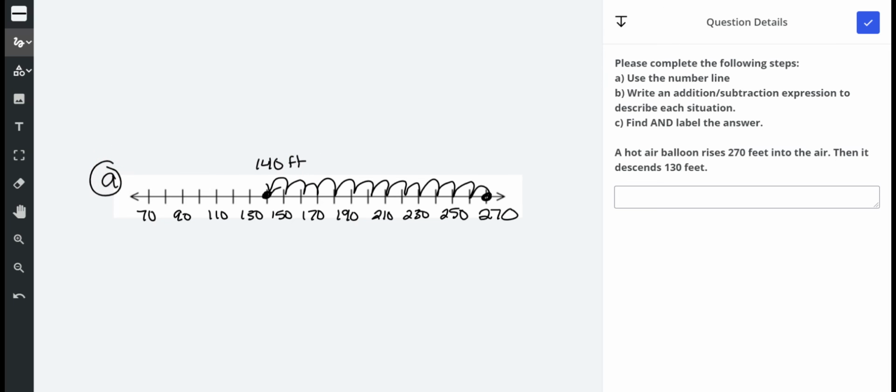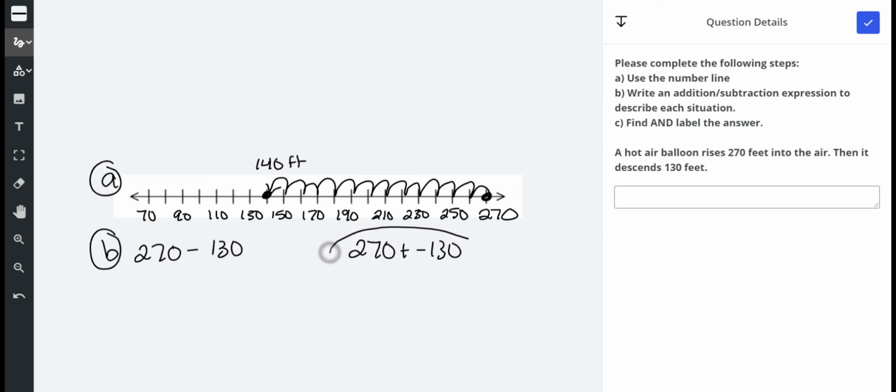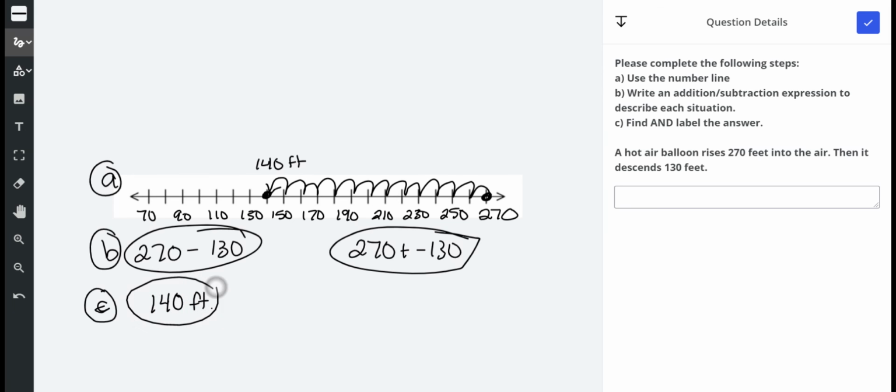So here's letter A. For letter B, we're going to make the addition or subtraction expression. So 270 minus 130. And I know it's subtracting 130 because descending means we're going down. You could have written it also as 270 plus negative 130. Both are appropriate ways of answering that. Letter C is to find and label the answer. Well, 270 minus 130 gives me 140 feet. Or 270 plus negative 130 still gives me 140 feet.